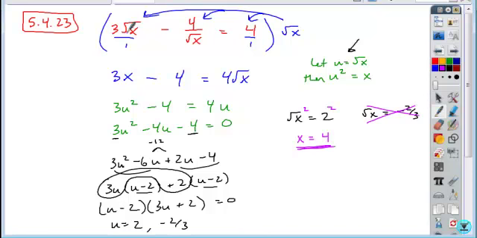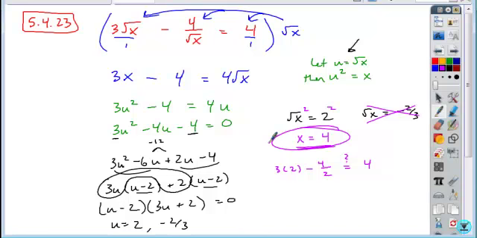So now we check our solution to see if it works. 3 times root 4 is 2, minus 4 over root 4 of 2. Is that equal to 4? Is it true that 6 minus 2 is equal to 4? Yeah, and so that checks as your solution.